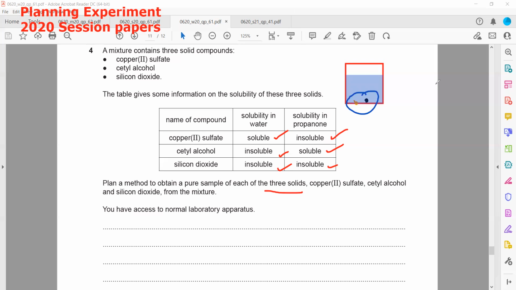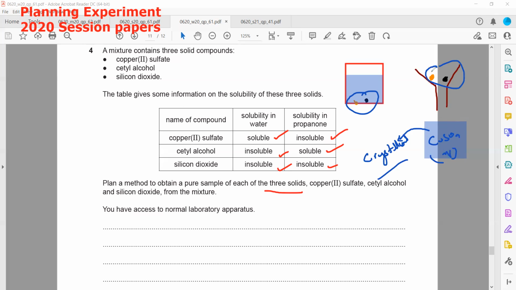On the filter paper, we will have both cetyl alcohol and silicon dioxide as a residue, and what passes through is aqueous copper sulfate. Copper sulfate solution is there. How can I obtain copper sulfate from a solution? For this, we will use crystallization or evaporation. Either crystallization or evaporation can be used, so we'll have this copper sulfate.